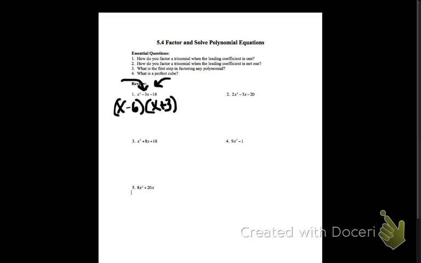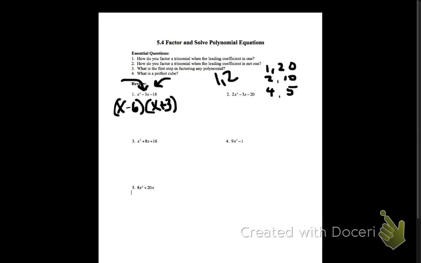However, my leading coefficient is not 1, which means I have to guess and check. The guess and check method, I list my factors of the first term, which in this case are 1 and 2. My factors of the second term are 1 and 20, 2 and 10, and 4 and 5.